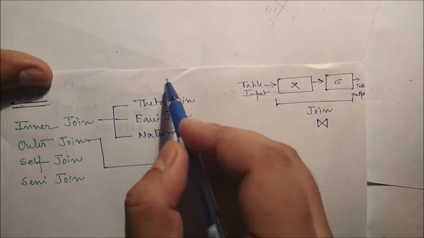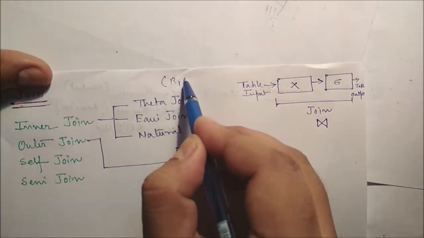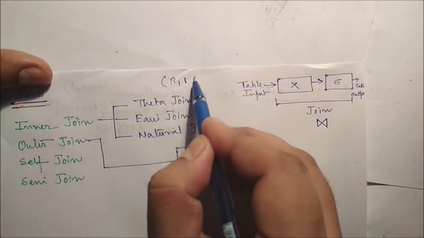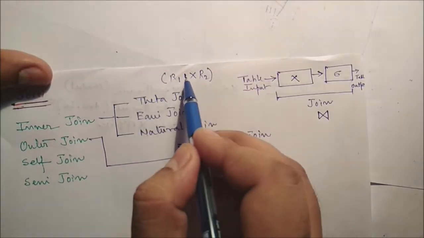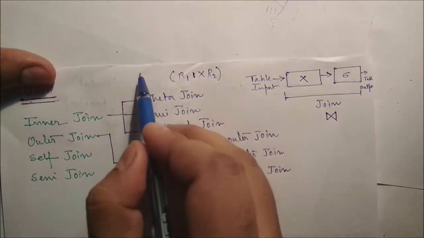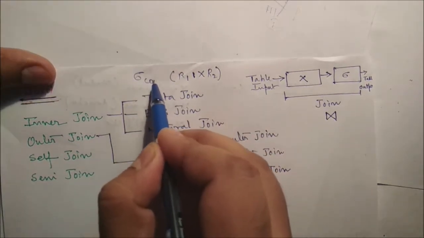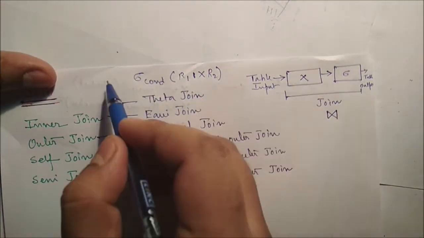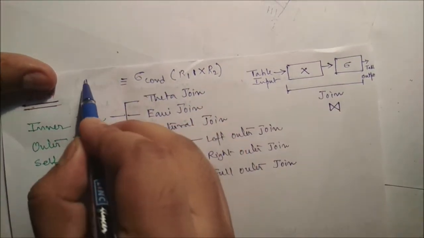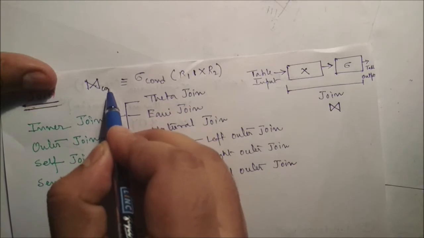So already you know, relation 1 cross relation 2 creates another table, and from that we need some condition. Now this is equivalent to the join with the condition.